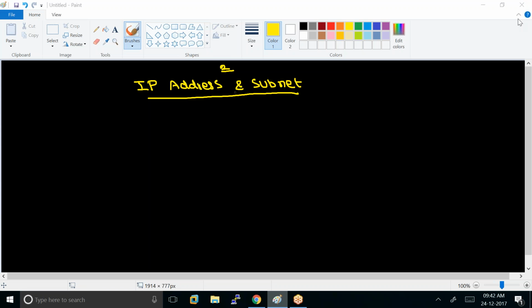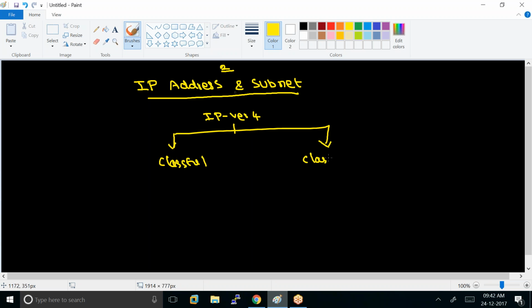Today we are continuing with IP addressing. In terms of IP addressing, we are discussing IP version 4. This IP version 4 has been divided into two things: one is classful IP addressing, and the second one is the classless IP addressing scheme. In the classful IP addressing scheme, we have 5 classes, as I told: class A, class B, class C, class D, and class E.